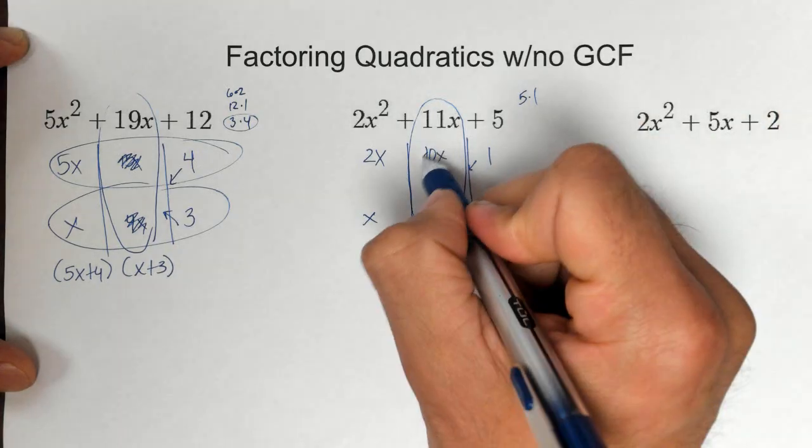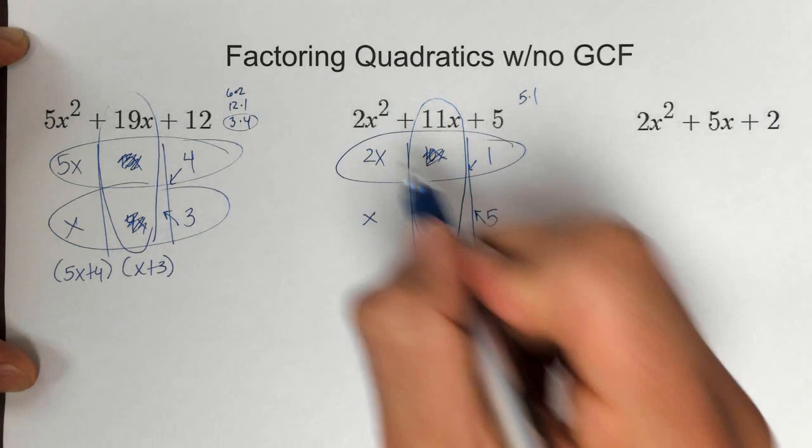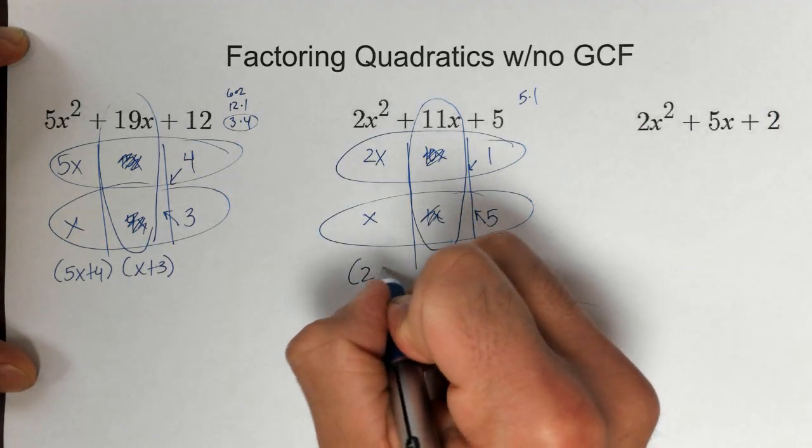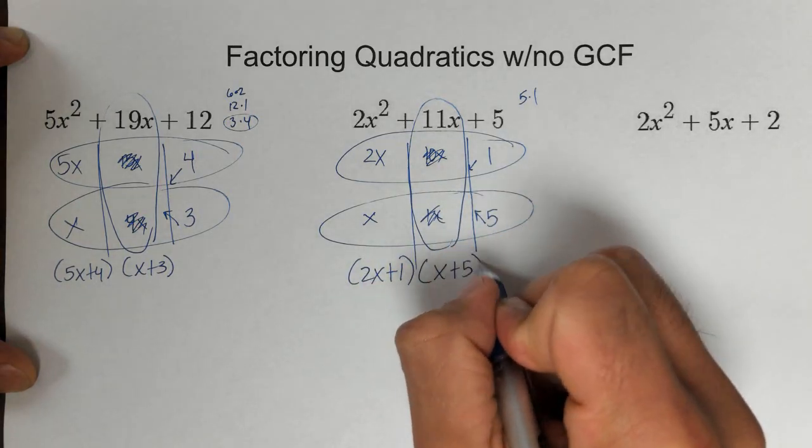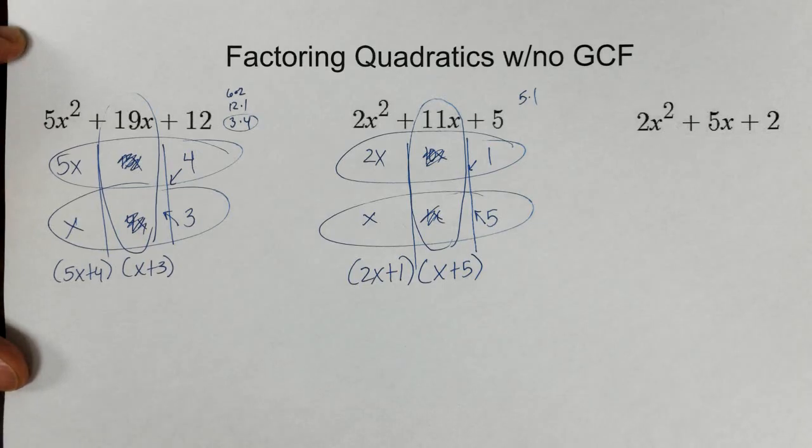Yeah? My factors are always on the outside. 2x positive 1, or 2x plus 1, and x plus 5 since they're both positive. Alright, last one.